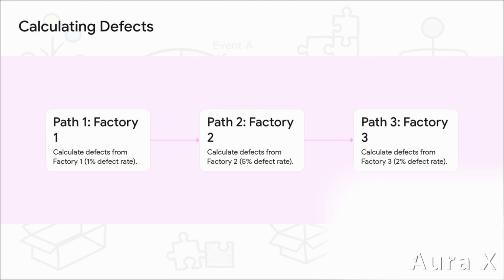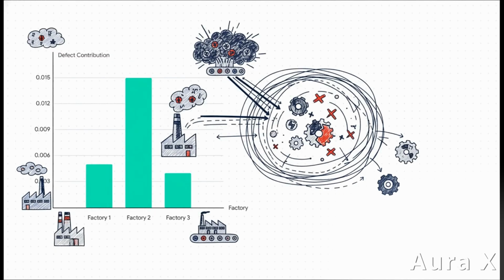So to find the total defect rate, we have to figure out how much each factory is contributing to the problem. And when we do the math for each path, we get this. Factory 1 contributes 0.5%. Factory 3, just 0.4%. But look at Factory 2. Even though they make way fewer engines than Factory 1, their high defect rate means they contribute 1.5% to the total pile of defective engines. That's more than the other 2 combined. That is the power of a weighted average.